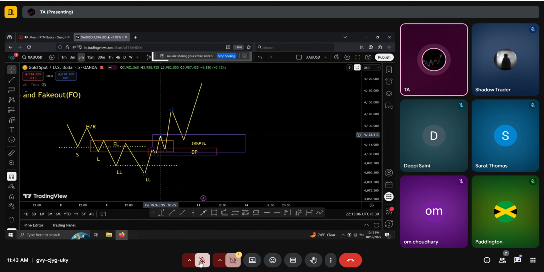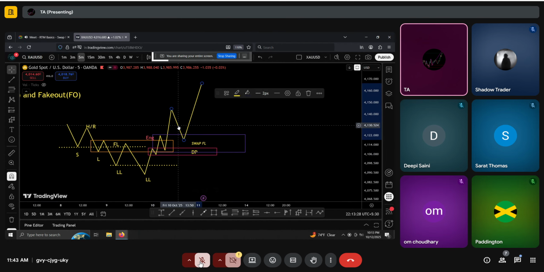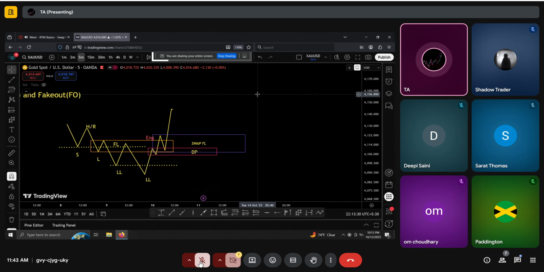When price crossed this to the upside, this created the engulf. Engulf happened. Price came back to the DP. What if it did not come back to the DP? It will create the fake out here. But here we will take the example of it coming back to the DP, goes down, engulf, another engulf happened here.